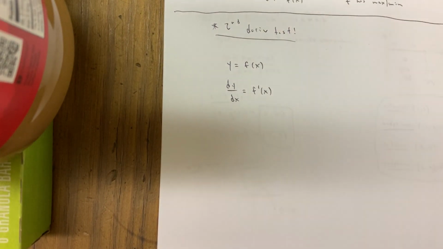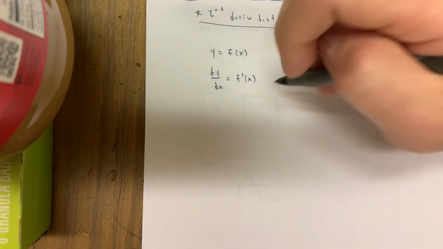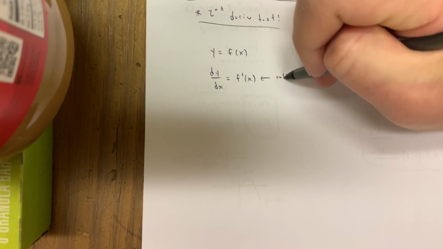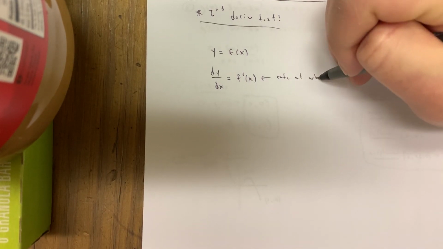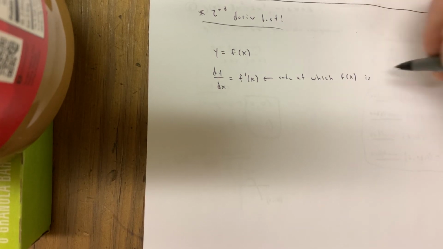And remember what a derivative represents. It represents a rate of change of a function, okay? So this right here, f prime of x, is going to represent the rate at which f of x is changing. Rate at which f of x is changing.